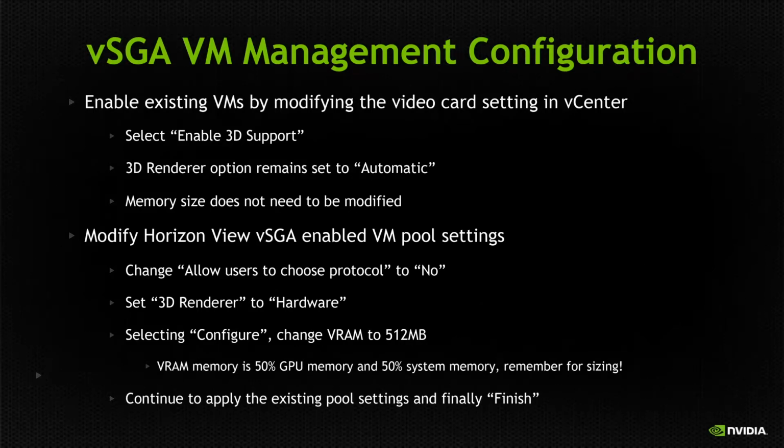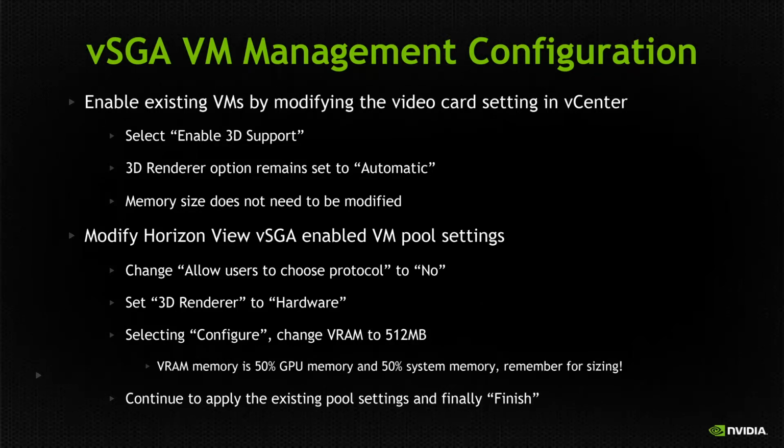It's always got to be PCoIP. It can't be RDP. Next, you set 3D render to hardware, and then selecting the configure button, you change the VRAM size to 512 megabytes, or depending on what application requirements you have, you can adjust that video memory size.